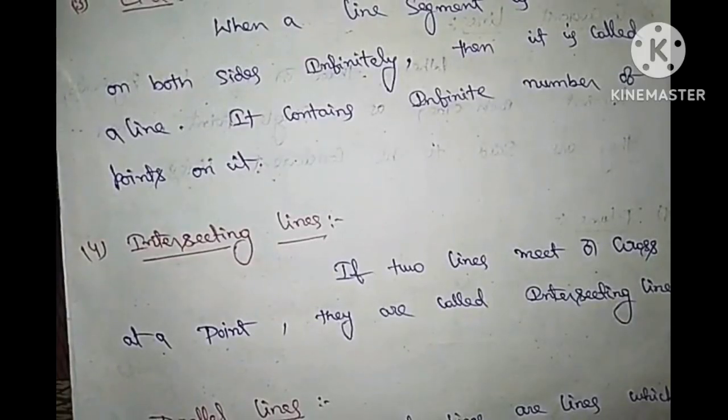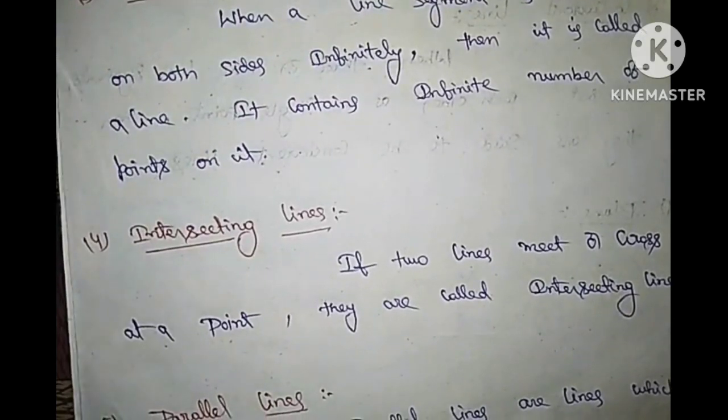Next, we have discussed intersecting lines. Intersecting lines means what? If two lines meet or cross at a point, they are called intersecting lines. If two lines are meeting at a point or crossing each other at a particular point, then the lines are called intersecting lines.